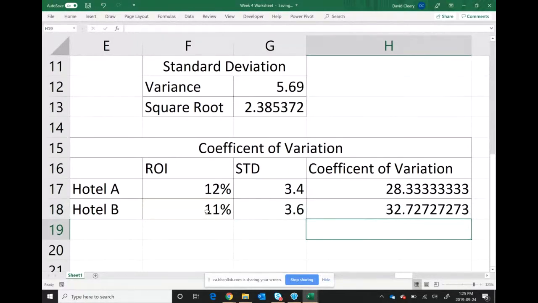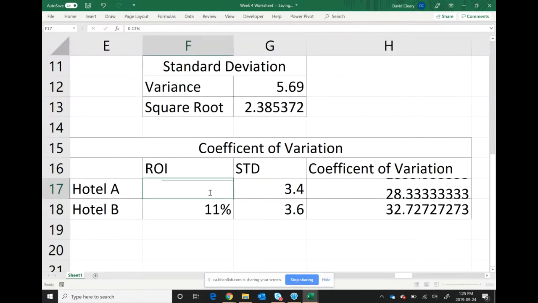Let's check something quickly. Where I did this wrong is I put the percentages in as a whole number. You want to convert the percentages to decimal form. So in this case, it was 0.12. Okay, there we go. Never mind, keep on keeping on.